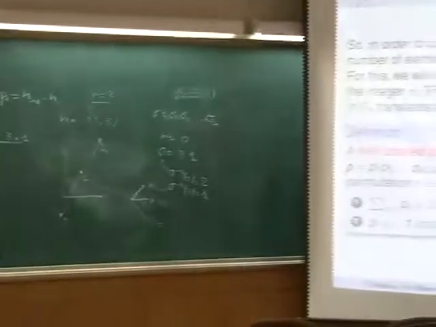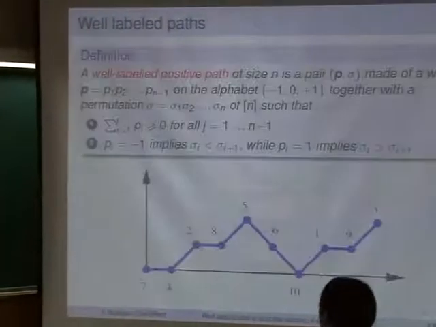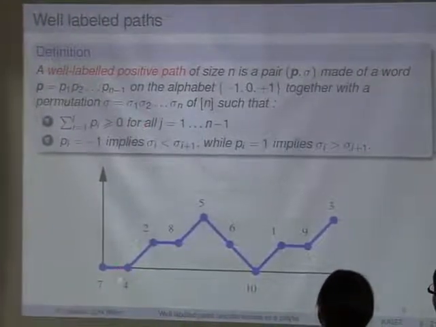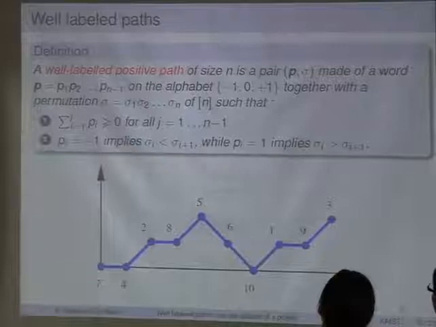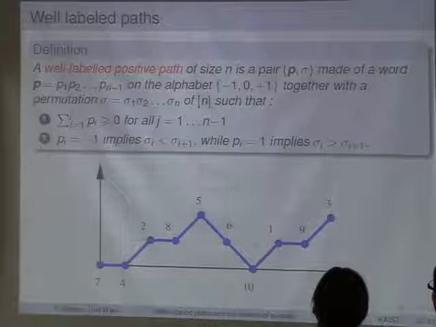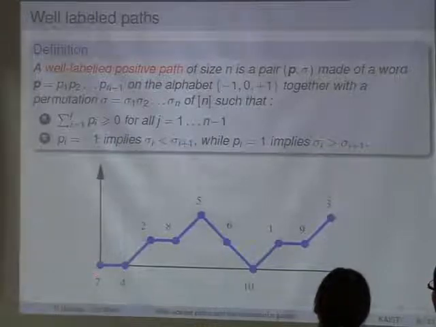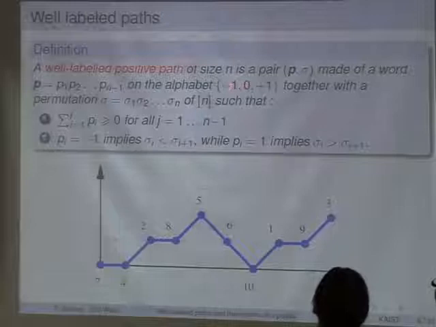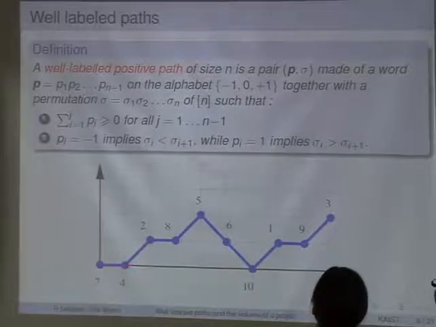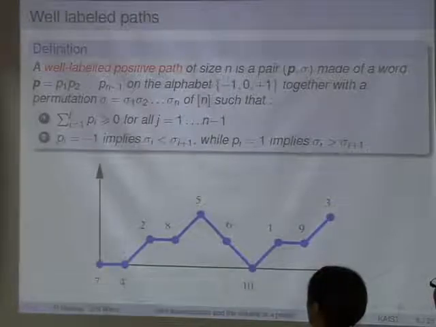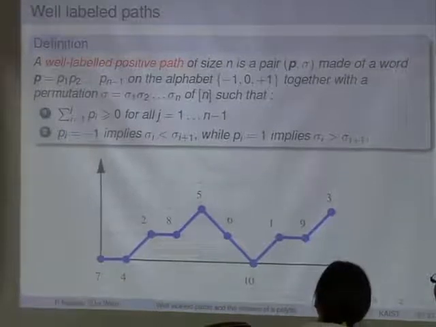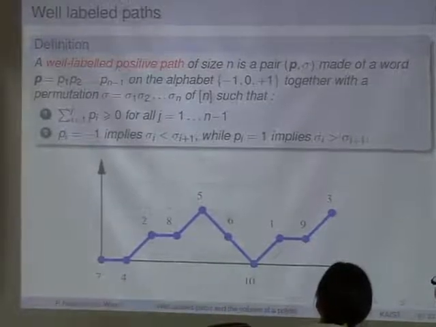So the condition, but I will draw one now, so it will be much easier. So positive path means that it stays above this axis, the horizontal axis. Okay. The fact that pi belongs to minus 1, 0, or 1 just means that the paths are just these three ones. Okay, you can go up one step, you can stay level, or you can go down just one step. So this is the only step that we are allowed to take.